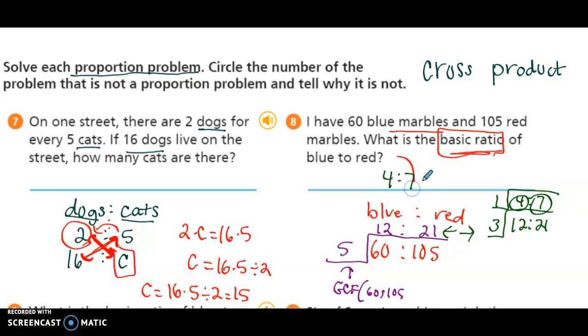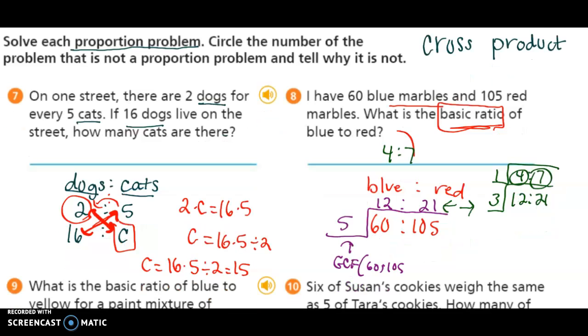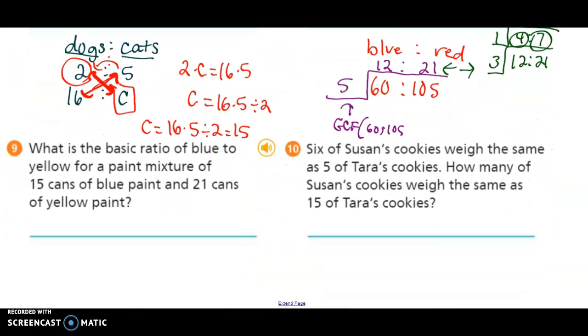So make sure you read the questions carefully so that you're answering what they're asking you to do. Okay, what is the basic ratio of blue to yellow for a paint mixture of 15 blue cans to 21 yellow? So this one, this question number 9, give it a shot. Try it out. Pause the video, give it a try, see what the answer is.